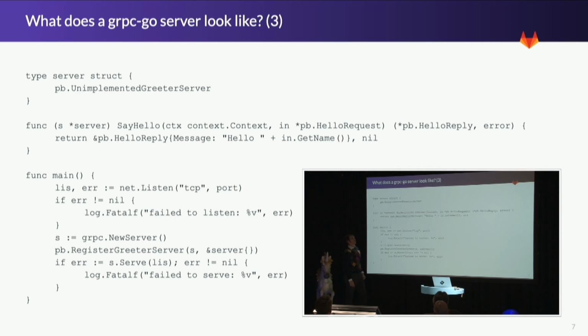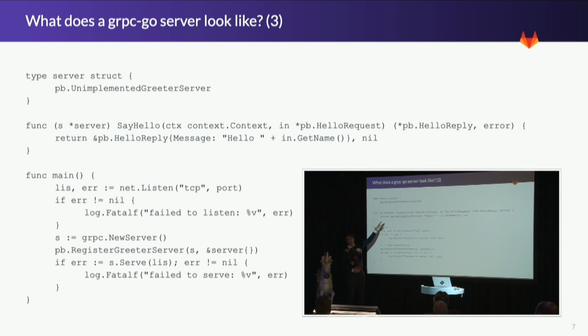Now, that struct won't have any methods. And as a convenience, you can put that unimplemented greeter server in there. That is a piece of code that's created by the gRPC code generator, and it has dummy implementations of all the methods. That's really nice because now, even if you leave this out, it will compile.